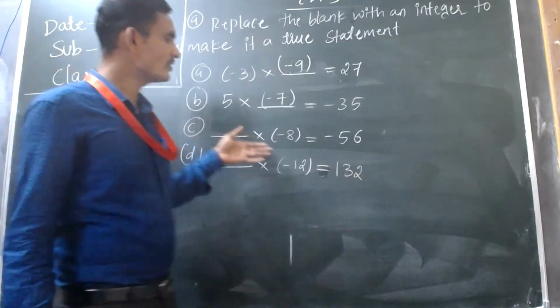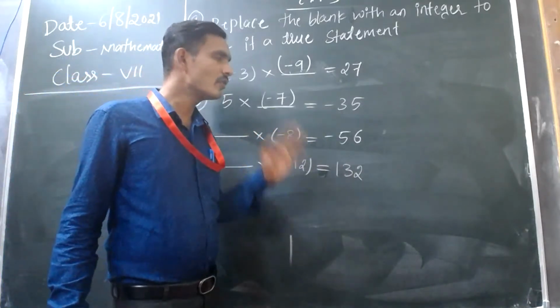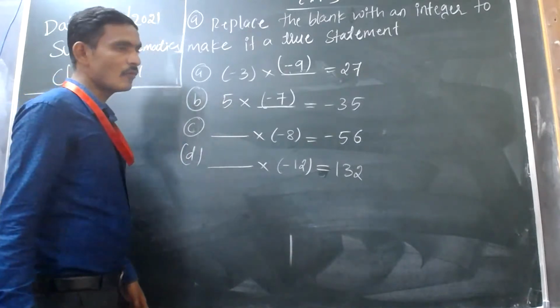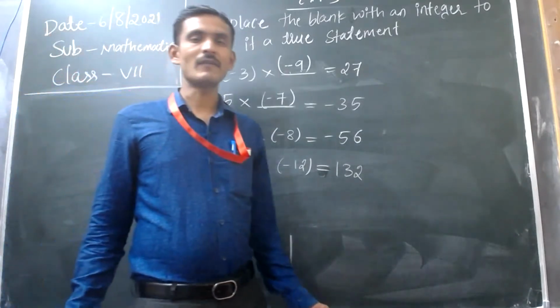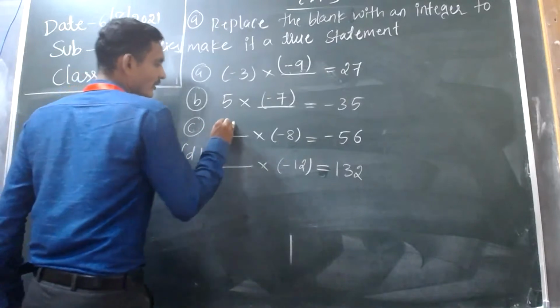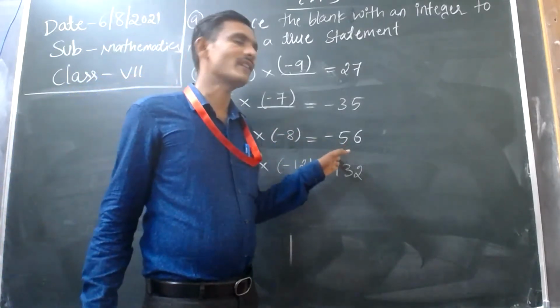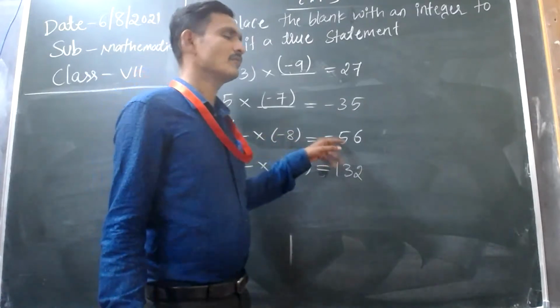Next, dash into -8 is equal to -56. So 8 how much is 56? 8 sevens are 56. But we have to take plus 7 here. Why? Because your answer is minus, so plus into minus.